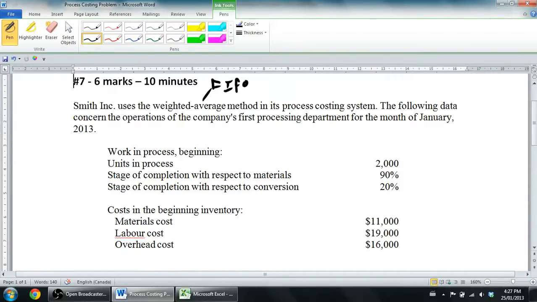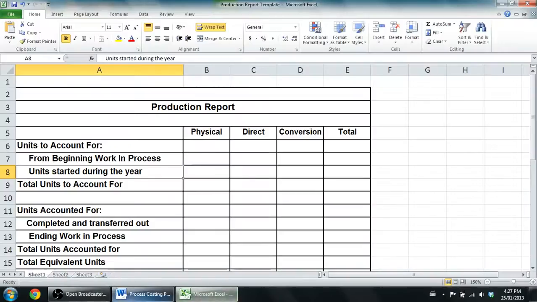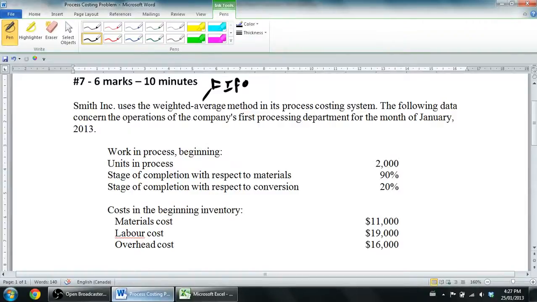It's a different way of doing it. You could still answer it using the same template as I'm going to show you how to use, but the way you go about it is slightly different. But that won't be the focus of my videos. I don't teach that method in my class, so we're going to hone in on the weighted average method. If you do have to learn FIFO, you're going to have to go elsewhere. Anyway, Smith Inc. uses the weighted average method in its process costing system. The following data concern the operations of the company's first processing department for the month of January 2013.